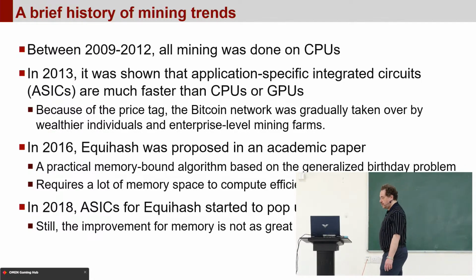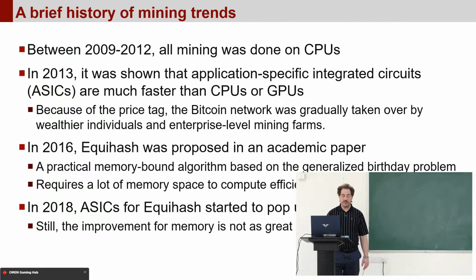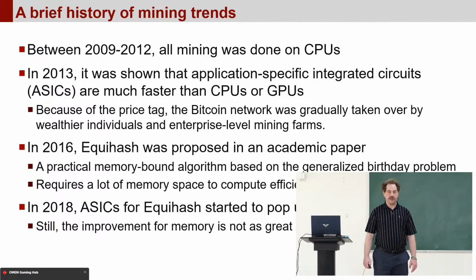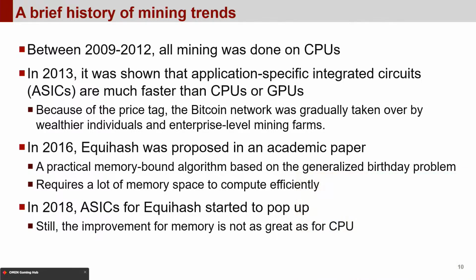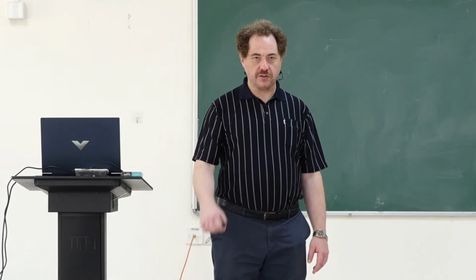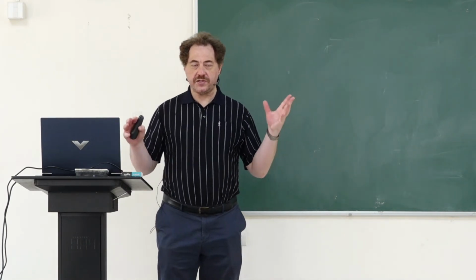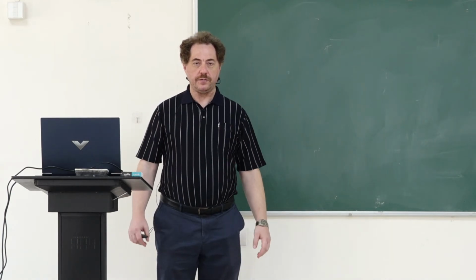So what happened is the following trend. Because of the price tag, the Bitcoin network was gradually taken over by wealthier individuals and players and enterprise-level mining farms. So you would have those huge mining farms, say in China, in Canada, certain provinces where the electricity is cheap. And all that resulted in a centralization of Bitcoin.